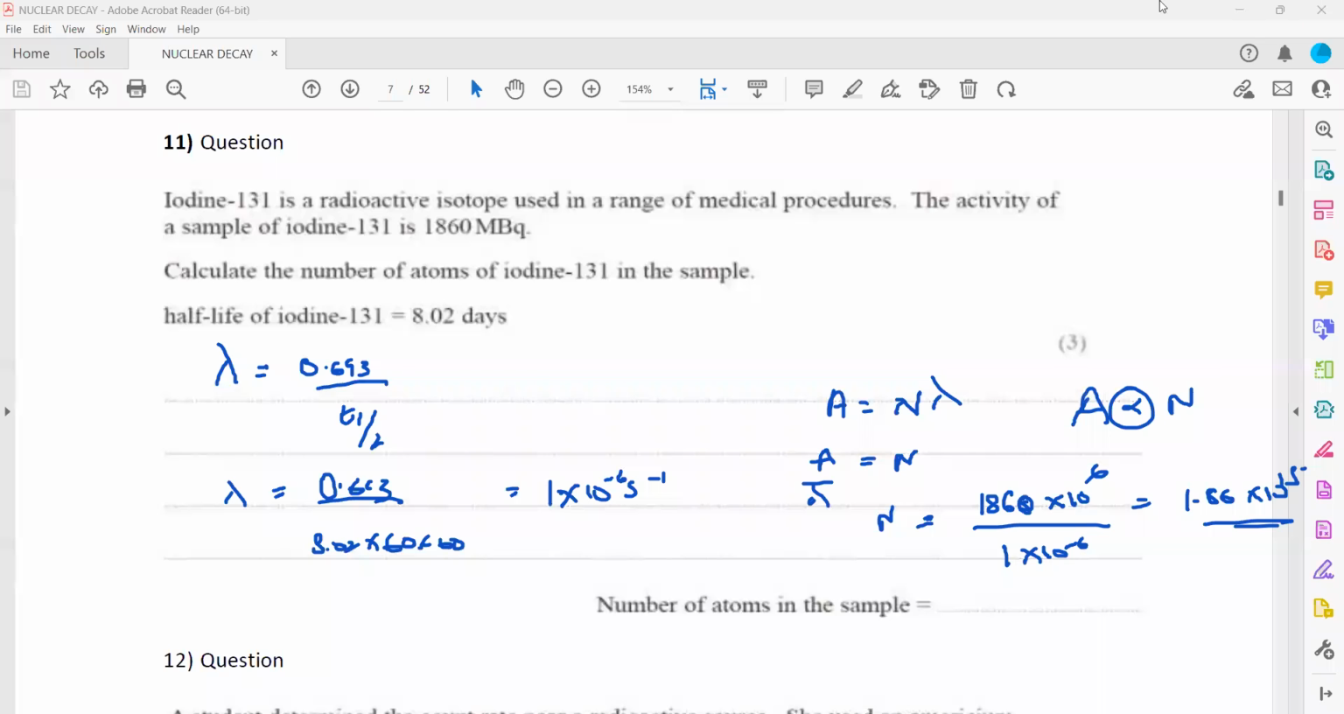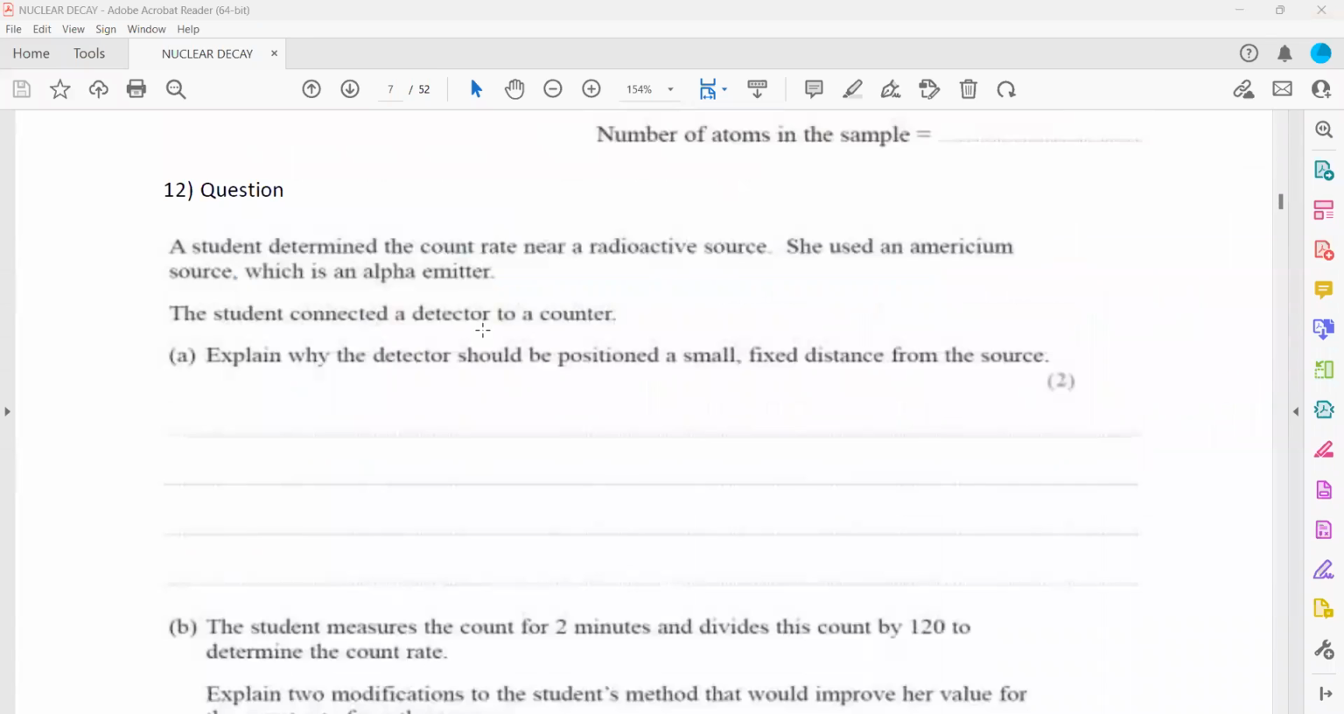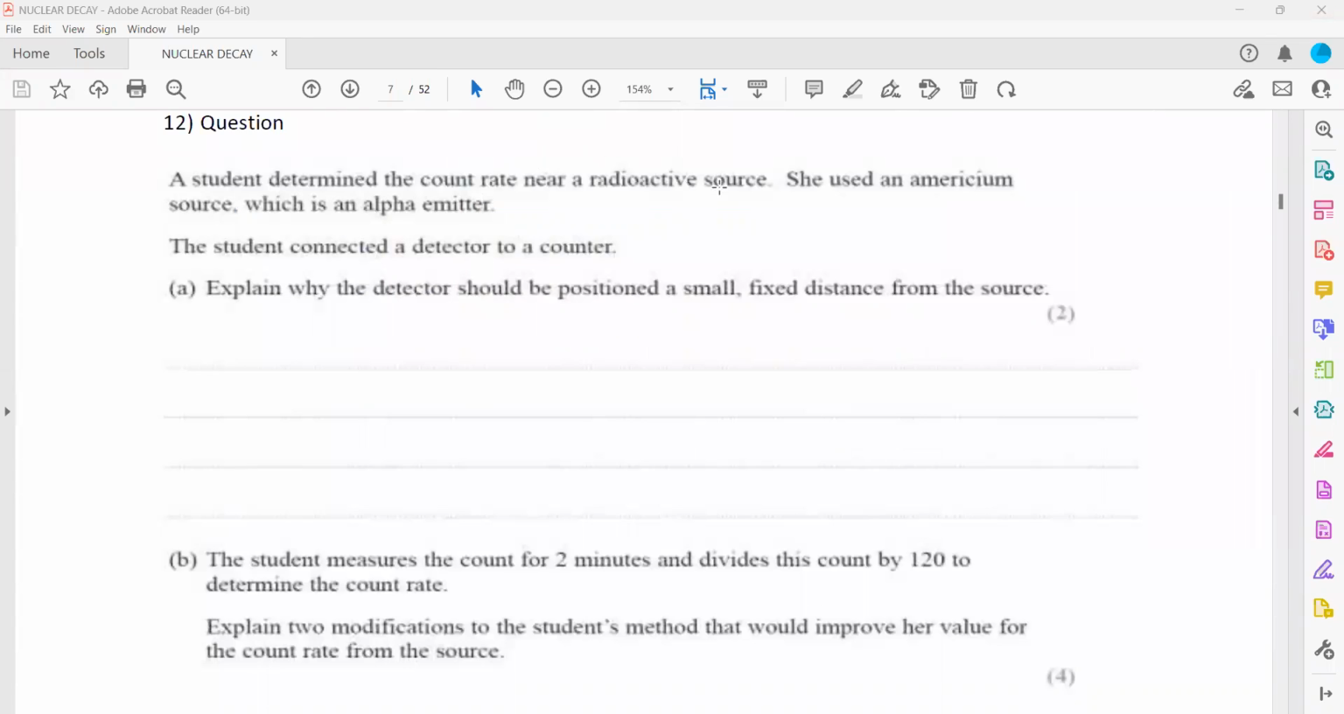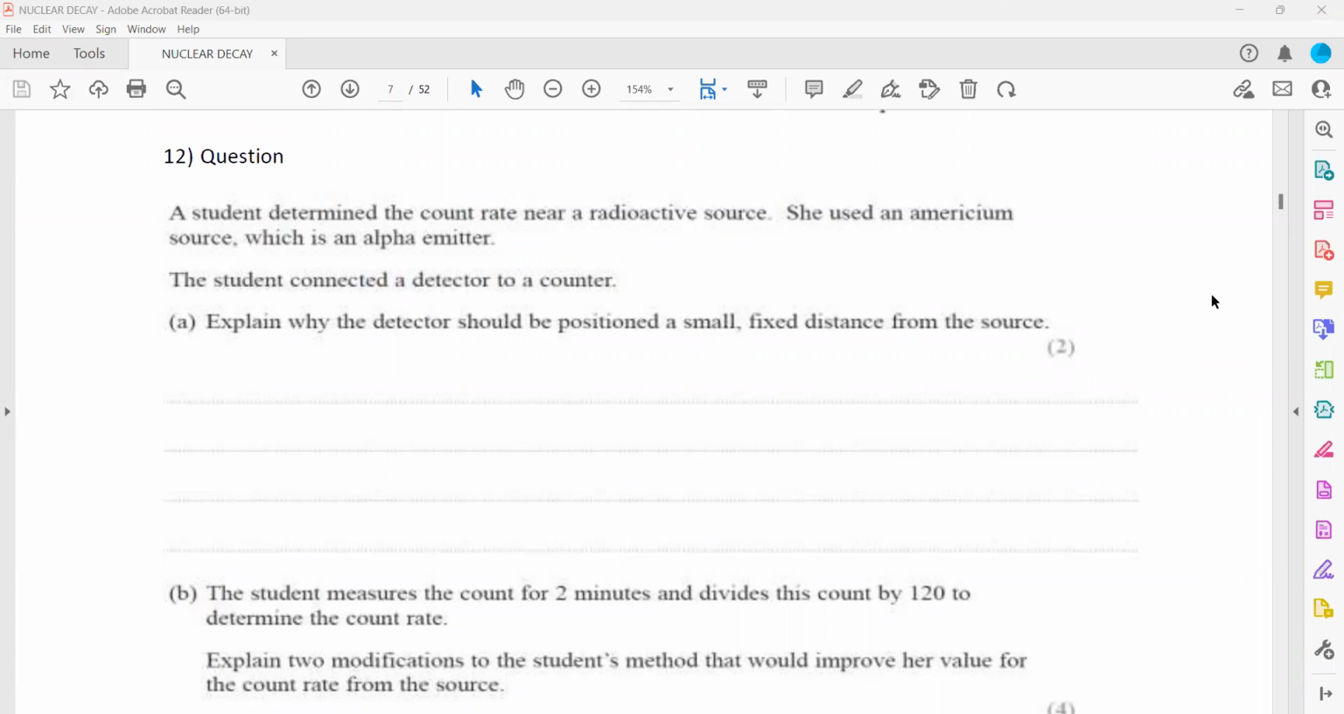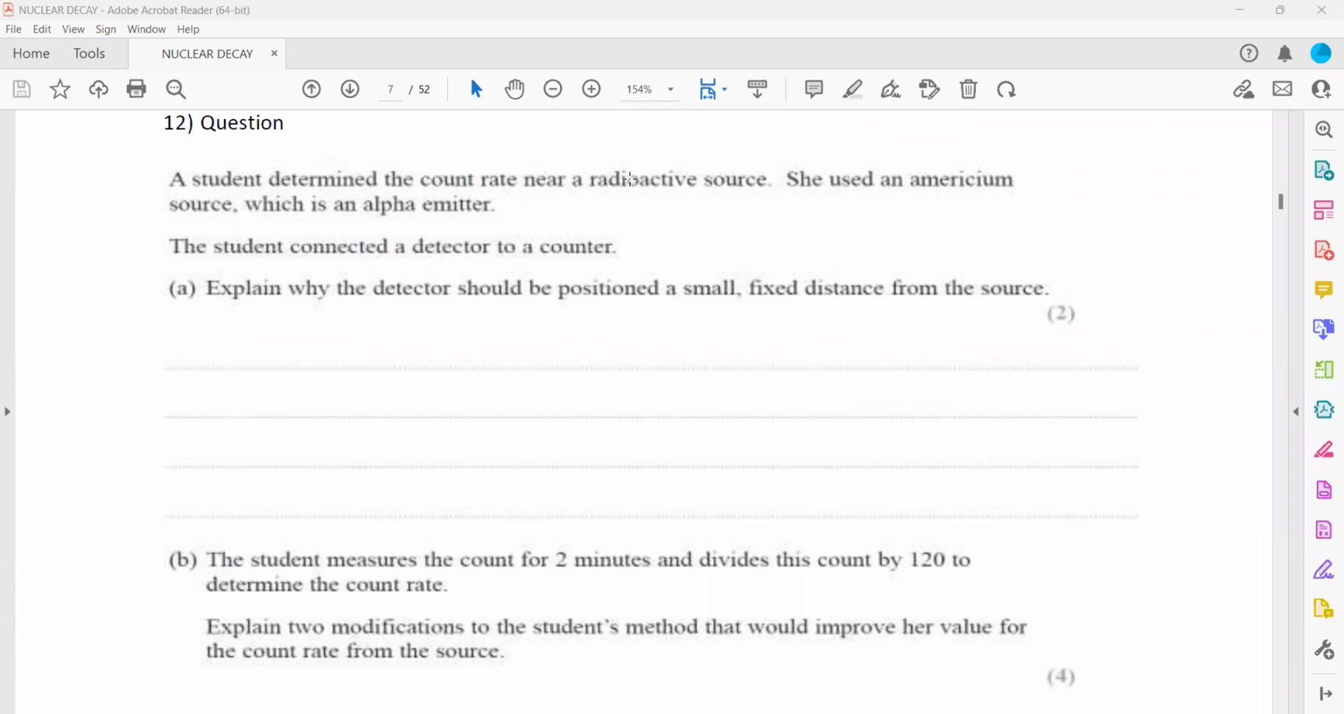Then question 12. A student determined the count rate of a radioactive source. She used an americium source, which is an alpha emitter. The student connected a detector to a counter. Explain why the detector should be positioned a small fixed distance from the source. Because alpha sources have a very small range.